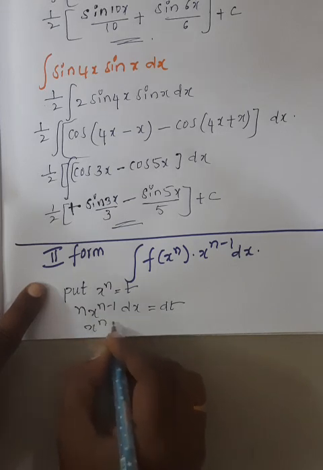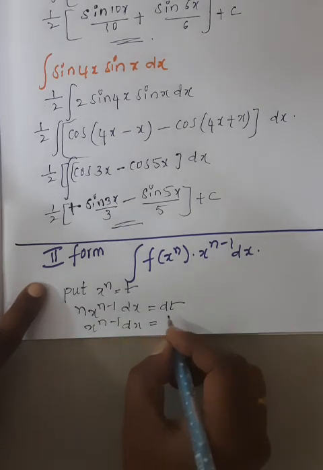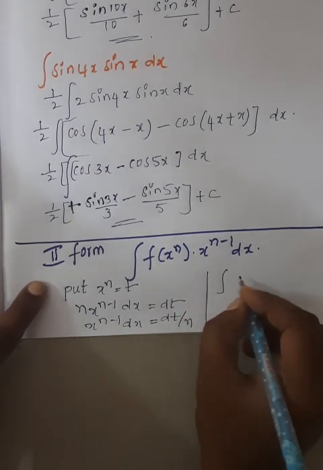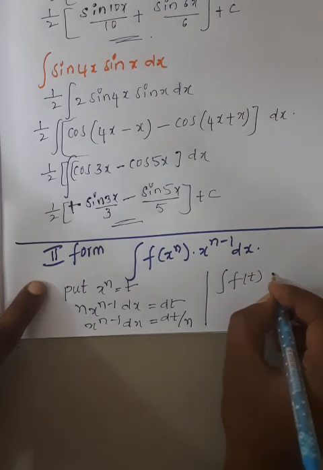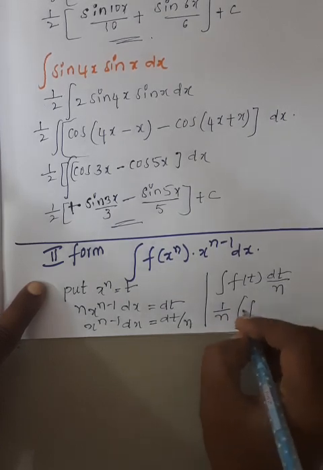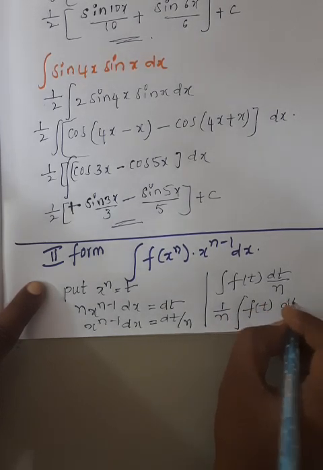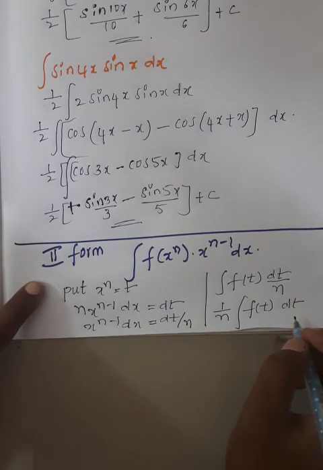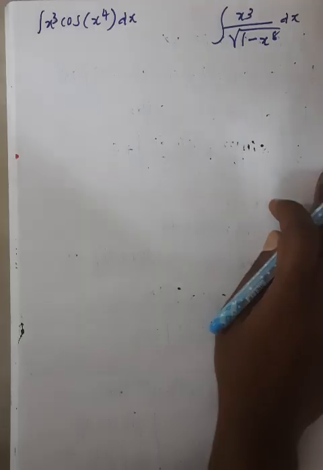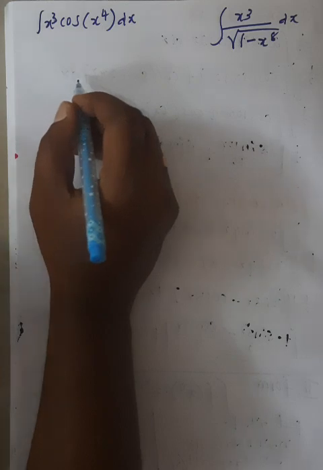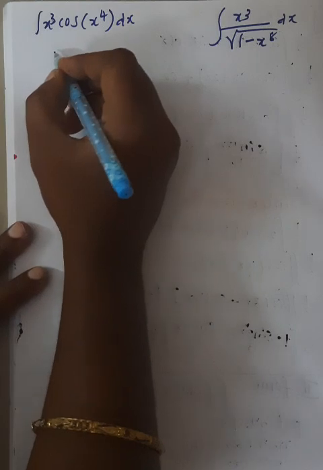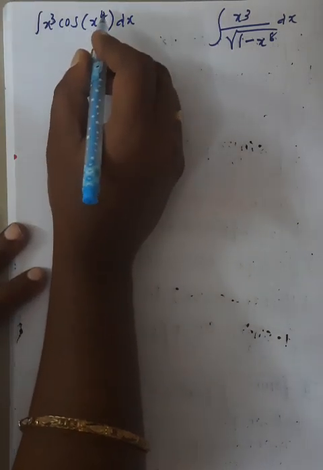Therefore x power n minus 1 into dx is equal to dt by n. So it will become f of t dt by n, which is equal to 1 by n integration of f of t dt. So this is the standard form of integral which can be evaluated easily now. So here I have taken questions related to our second form. The first question is integration of x cube cos of x power 4 into dx.